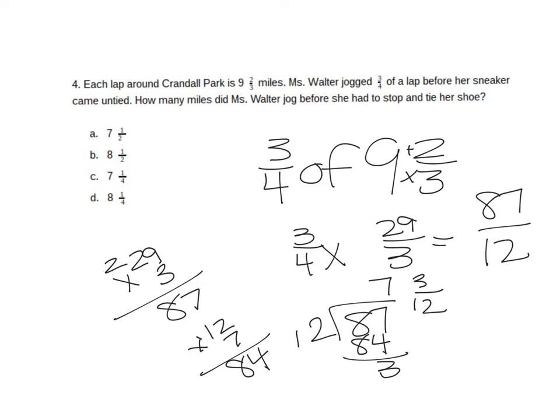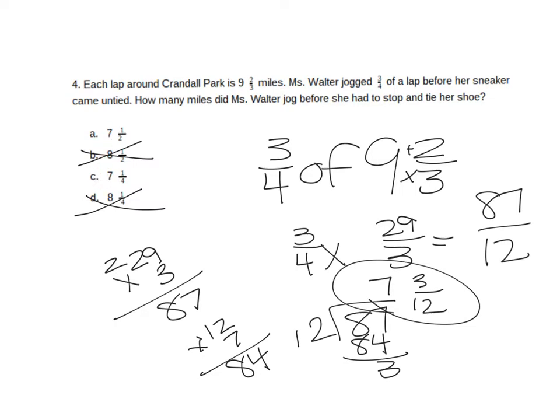So now my answer is 7 3/12. Let's go to our A, B, C, and D and see which one is equal to 7 3/12. So is it 7 1/2 or 8 1/2? Well, I know it's not 8 1/2 because that's not 7. 7 1/4 or 8 1/4? I know it's not 8 1/4 because I know my answer has 7 in it.